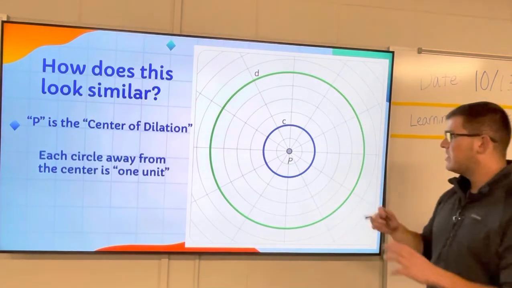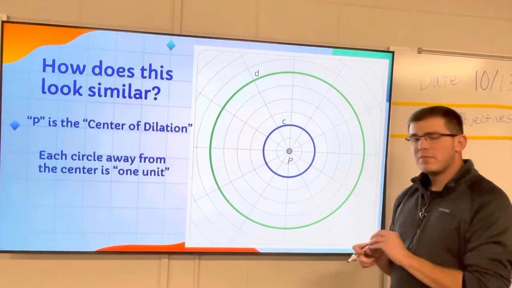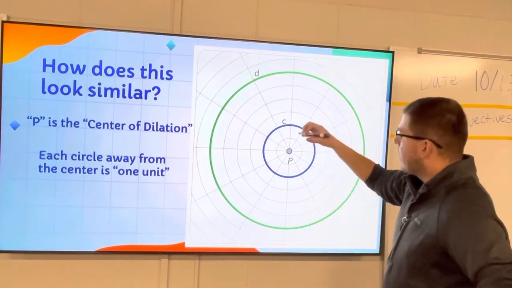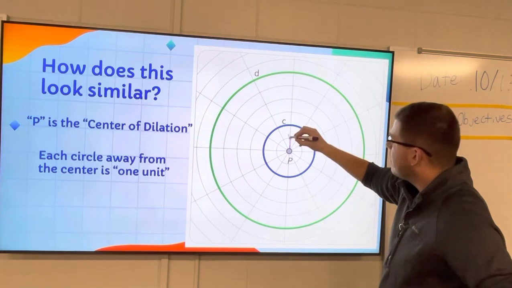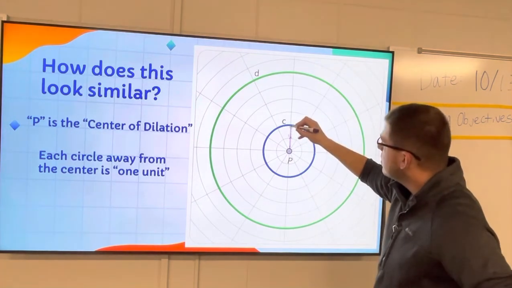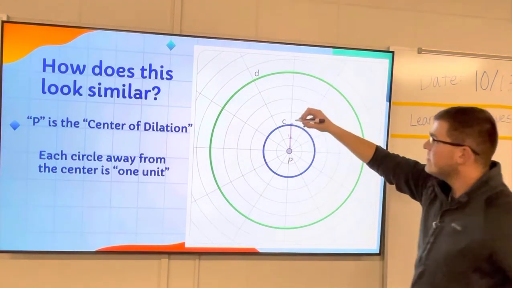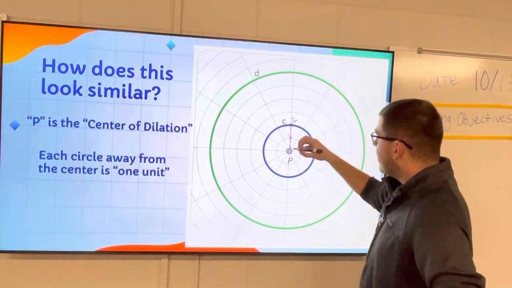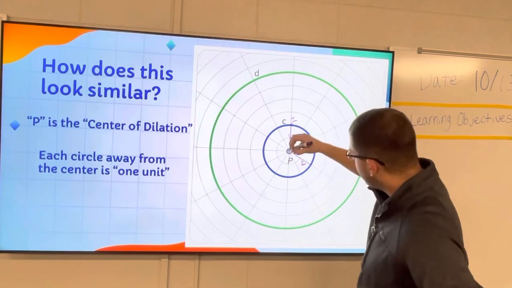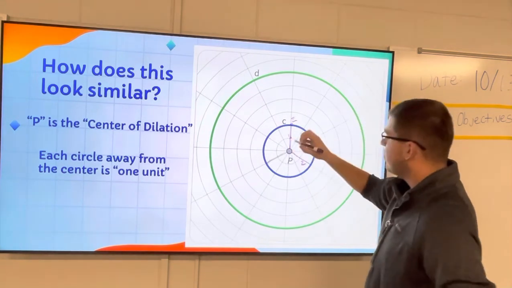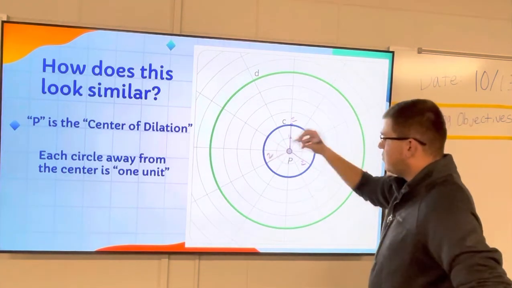Like we just talked about, each circle away from the center is 1 unit. So this length right here, this would be 1. 1 more to where this circle C is, this would be 2. If I were to measure on any side length, it's 2 units from the center. It doesn't matter where I'm going from, as long as it's coming from the center, it's 2 units.